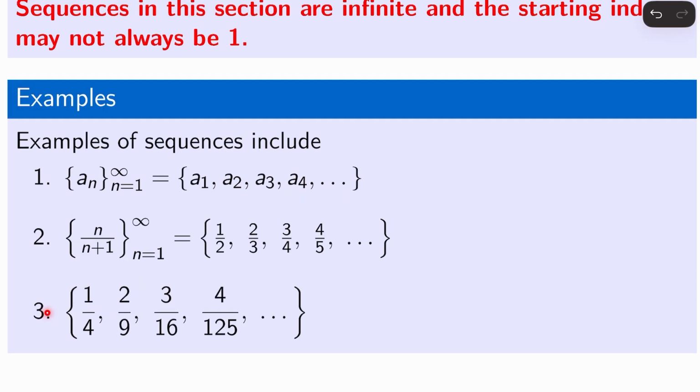With the third example, we have the sequence defined just as the list of numbers, right? So here we don't have the nth term given here. So we have the sequence to be 1 on 4, 2 on 9, 3 on 16, and so on.